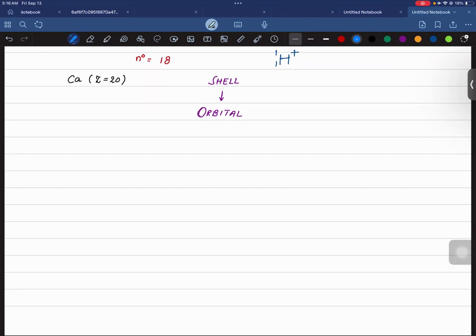So basically, orbital is the area in which the probability of finding an electron is maximum. That particular area is called orbital.